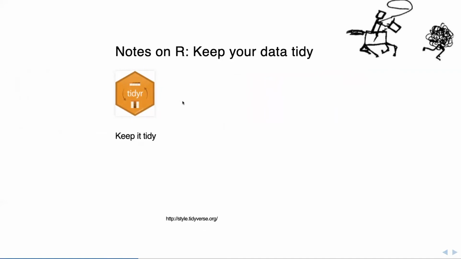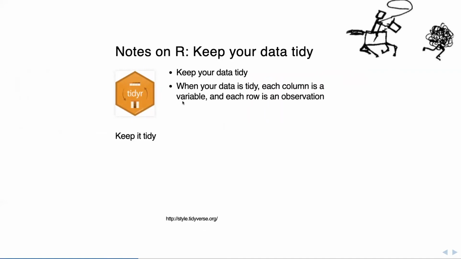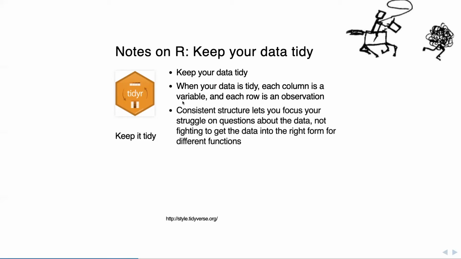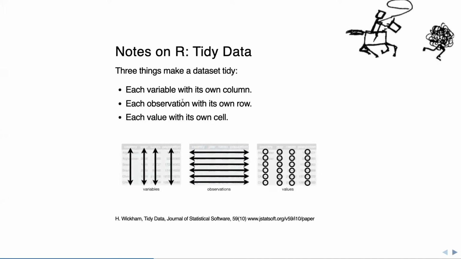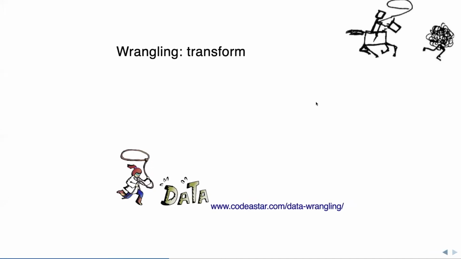So we want you to keep your data tidy by following just a few simple rules. First of all, when your data is tidy, each column is a variable, each row is an observation. This consistent structure allows us to focus on understanding instead of trying to figure out the structure of the data set. Each variable has its own column, each observation has its own row, and each value has its own cell.